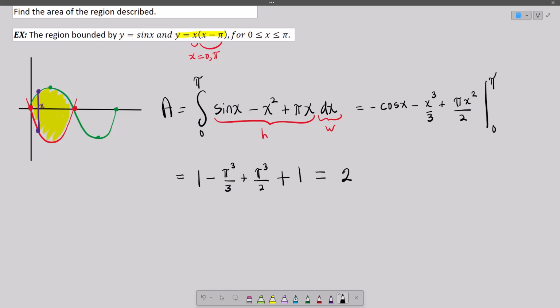So we can combine the 1 and the 1. We can combine these guys, get a common denominator of 6. So we can multiply this one by 2 over 2, multiply this one by 3 over 3. So we're going to have negative 2 pi cubed, positive 3 pi cubed, all divided by 6, so that's 1 pi cubed over 6. And that's totally fine to leave it like that.